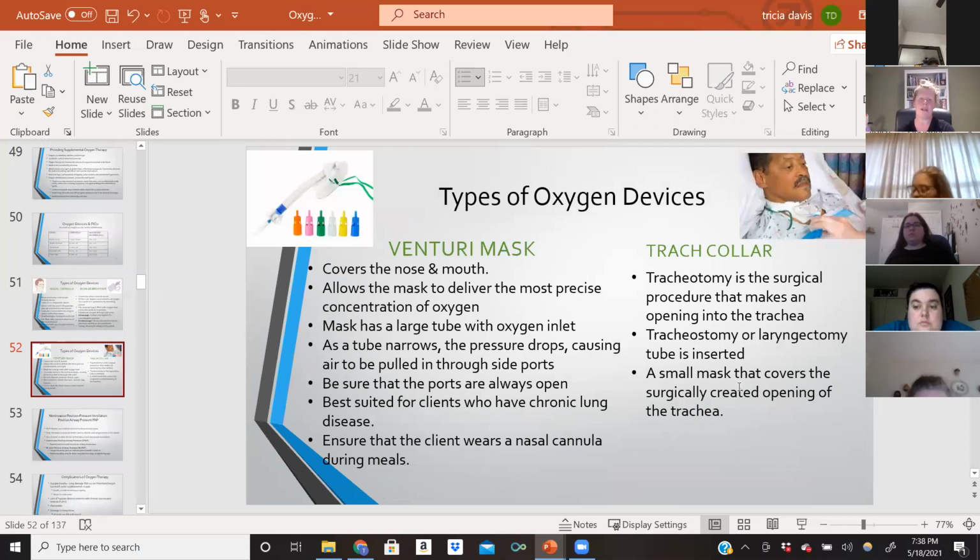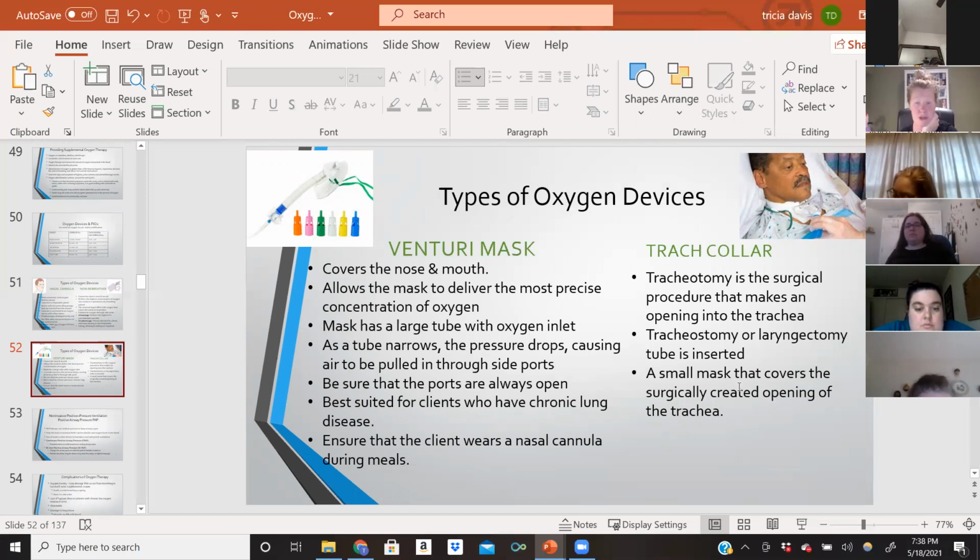Then we have the Venturi mask. So this, if you see, it's a lot different than the non-rebreather. It has that long tube. And then at the very bottom there is where you turn the dial and you can give a specific rate of oxygen. So it covers the nose and the mouth. This mask allows the most precise concentration of oxygen.